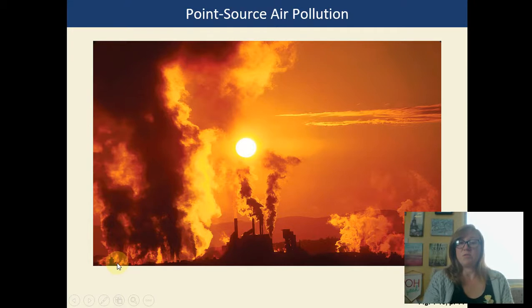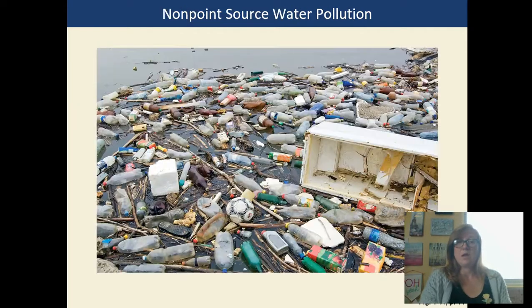Here's an example of point source. There it is, right there. I can point to it. I see that factory is letting smoke into the air. Here's non-point source. Was this from one person who just took their garbage and dumped it in, and I see them? I don't know. Is this a bunch of people? I have no idea where this pollution came from, how it got here. So that's an example of non-point source pollution.